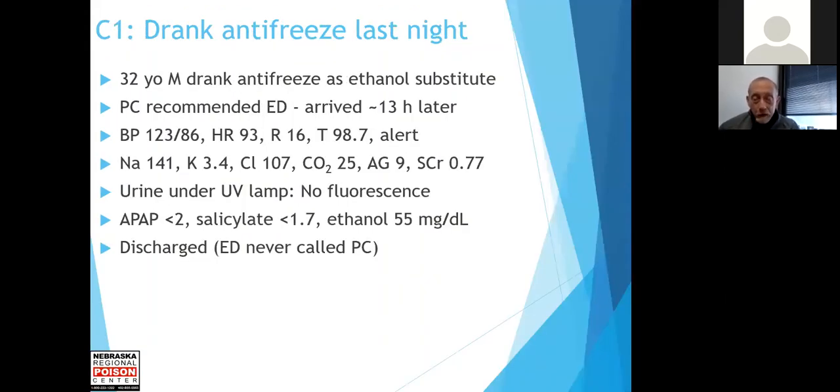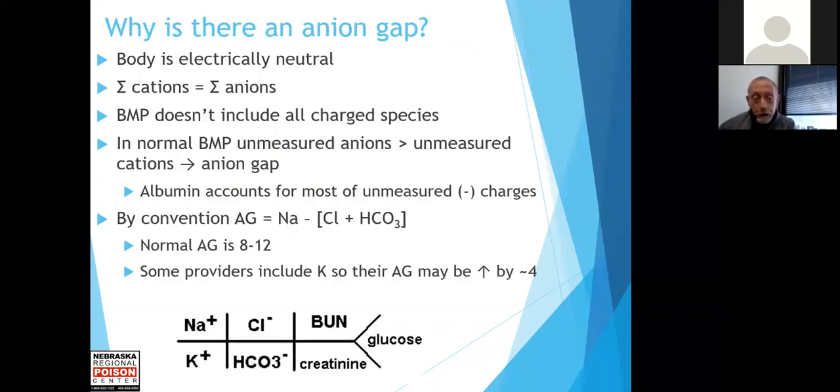So let's talk about a case we had from a few years ago. This man called the poison center to say he drank antifreeze as an ethanol substitute, asked if that was okay. We said no, got to go to the emergency department. So he had normal vital signs, routine labs were pretty normal, and really everything looked pretty good, except he did have some ethanol in the system, and that was kind of a confounding factor. Unfortunately, the ED providers dismissed him without ever calling us, and we'll come back to that.